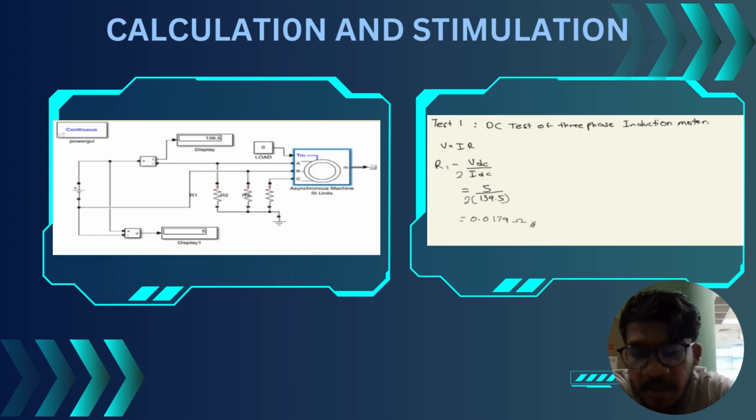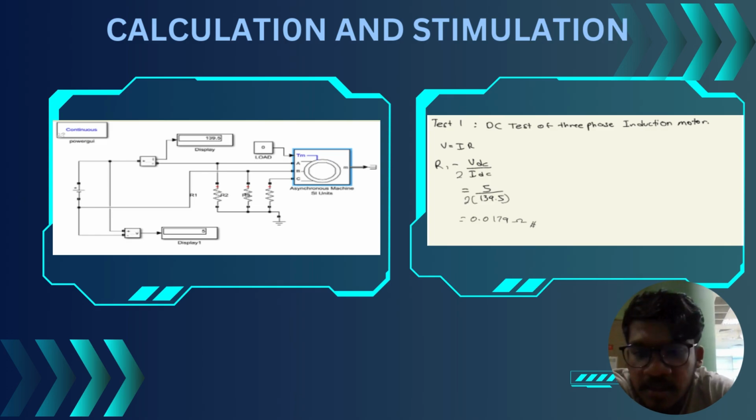After that I explain the calculation. In the calculation part we need to find R1. So I use R1 equals VDC over 2 times IDC. VDC we already know is 5 volts, and then 2 times, and we already got IDC 139.5, and then we will get 0.0179 ohm.